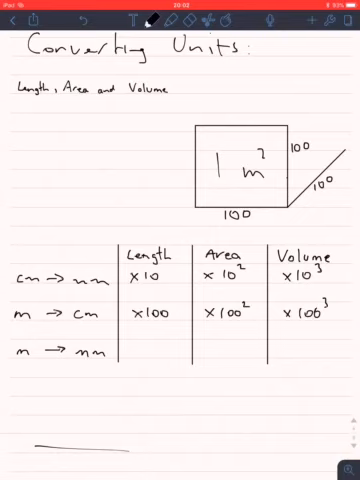And finally, converting metres to millimetres. So now each metre is worth 1,000 millimetres. So I'm going to go and mark the zeros on those 3 edges. So now converting length, I can write as times 1,000 to convert metres to millimetres. To convert square metres to square millimetres, I'm going to do that twice. So times 1,000 times 1,000, which is 1,000 squared. And for volume, it happens 3 times. So I'm going to multiply by 1,000 cubed.